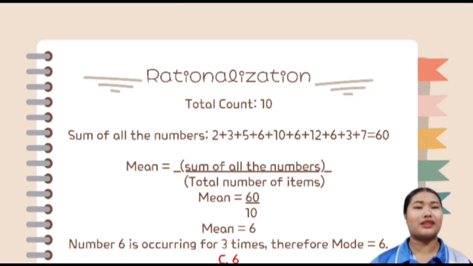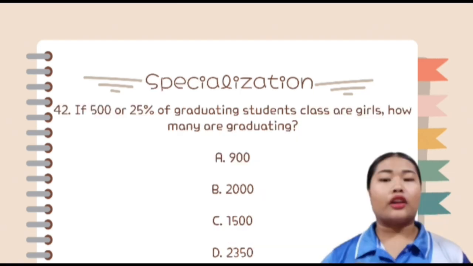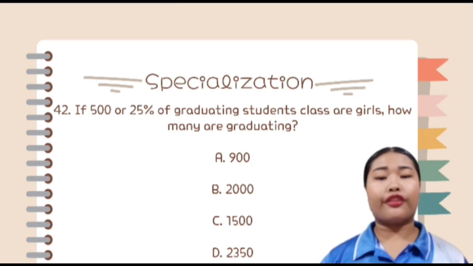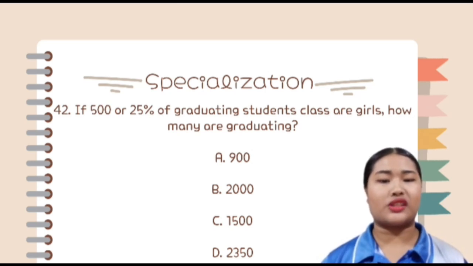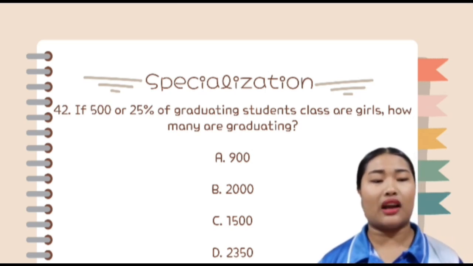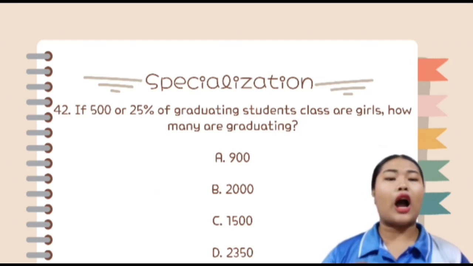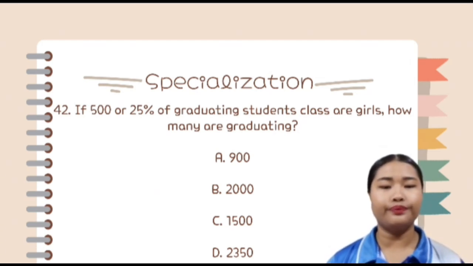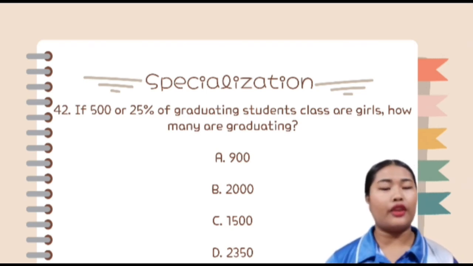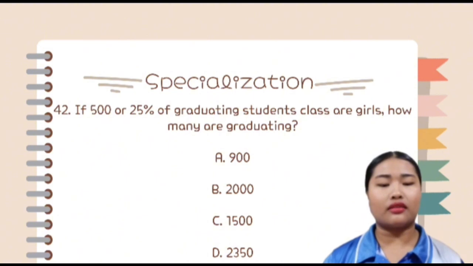Number 42. If 500, or 25% of the graduating students' class, are girls, how many are graduating? Letter A, 900. Letter B, 2,000. Letter C, 1,500. Letter D, 2,350.